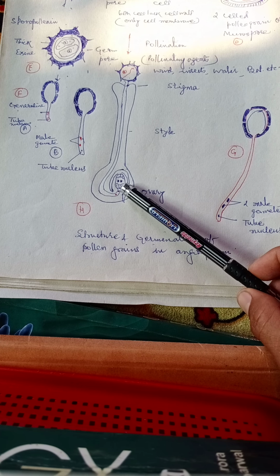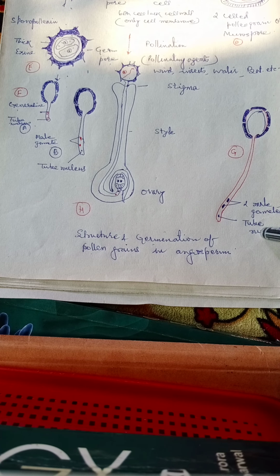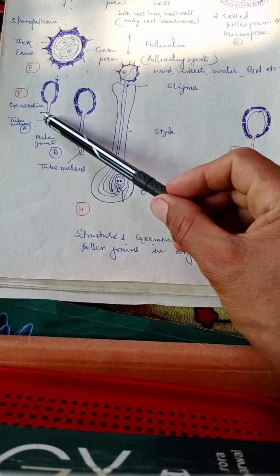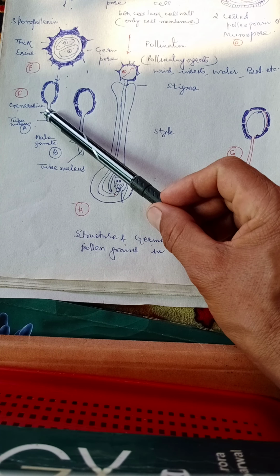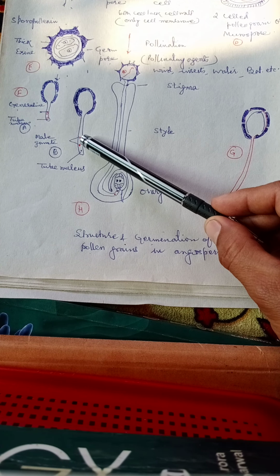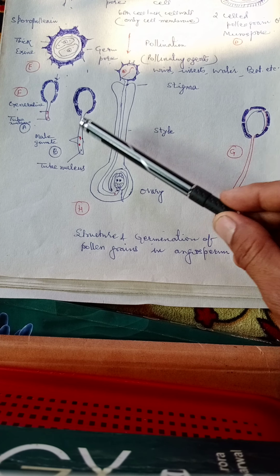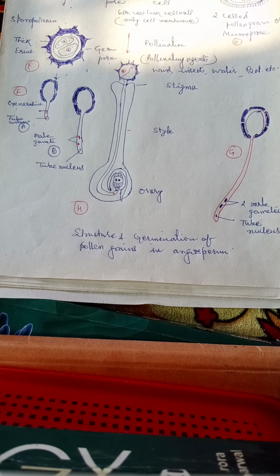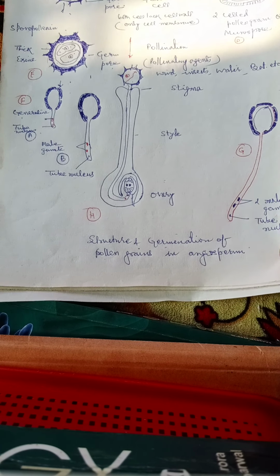You should also remember one thing: the two male gametes are produced from the generative cell. The generative cell divides mitotically inside the pollen tube and finally forms two male gametes. Through this process, two important tissues are produced inside the ovule. One is the diploid zygote and the other one is endosperm.